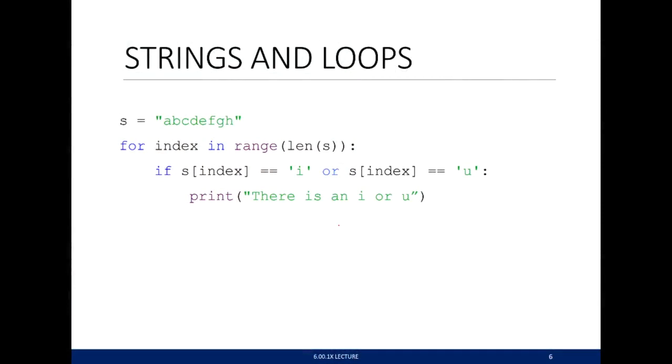So here's a simple little piece of code. I've defined s to be a string, the first set of letters in the alphabet. And I can now write a for loop that says, loop for the index over the range of the length of s. Boy, that's a lot of words. Let's say it a little bit better. It says, I'm going to see how long is s, and then I'm going to use range to generate the integers from 0 up to the length of s minus 1. I'm going to call that index, and then I could run through a loop that says, if the element of s at that point is either an i or a u, I'm going to print out a little piece of information. No big deal. That just looks like a normal loop over integers.